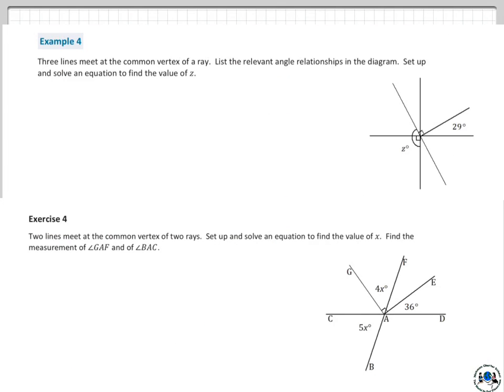Okay, so here we are at the last example and exercise before we close this lesson, and we are doing this in quite speedy fashion. All right, so 3 lines meet at the common vertex of a ray. List the relevant angle relationships, set up and solve the equation to find the value of z, or as it's known in Britain and Australia and other places in the British Commonwealth, Z. Okay, here we go. Go ahead and do that, and come on back.